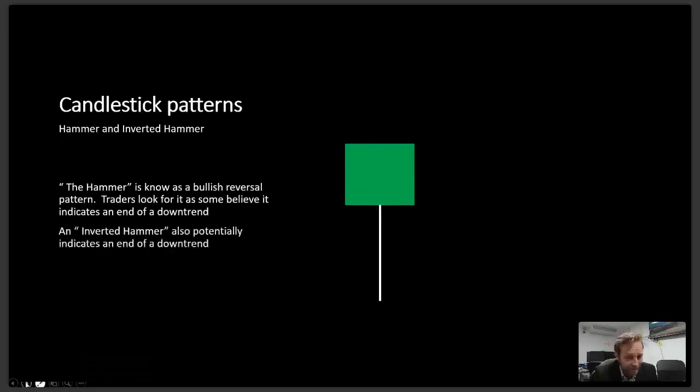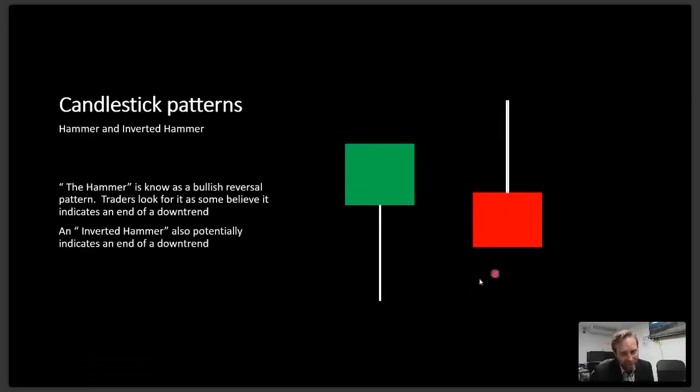The inverted hammer, again, they look for this to potentially identify if the trend is possibly changing. And it looks like this. Again, you have the body, but this time you have a long wick above it. Again, maybe it looks like a lollipop, but some people say it looks like a hammer.